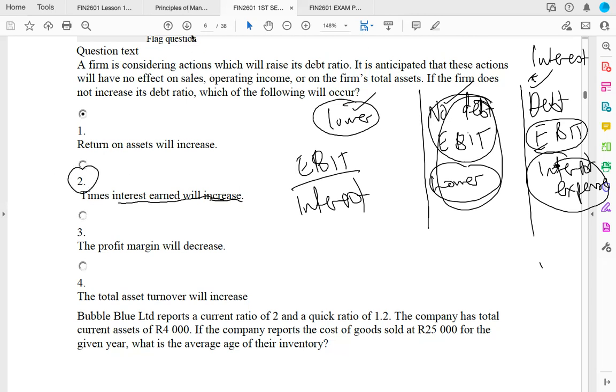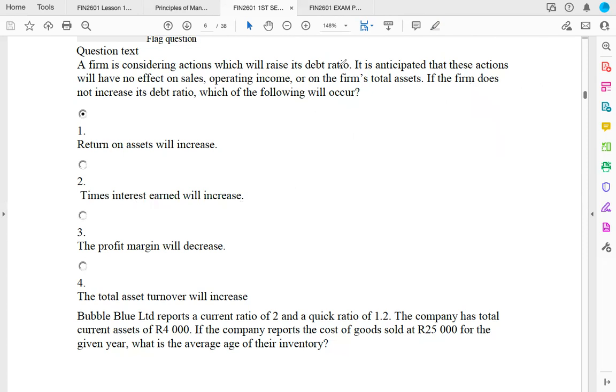However, this question was not worded correctly. It wasn't communicated nicely, right? I'm not sure if maybe the question was actually meant to say, if the firm does increase its debt ratio, which of the following will occur? I'm not sure if this "not" is a mistake.